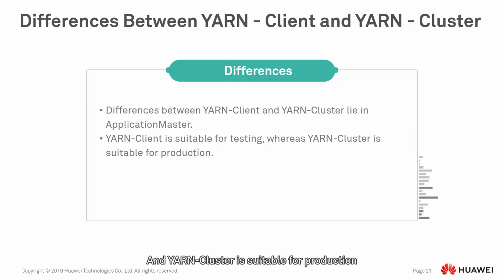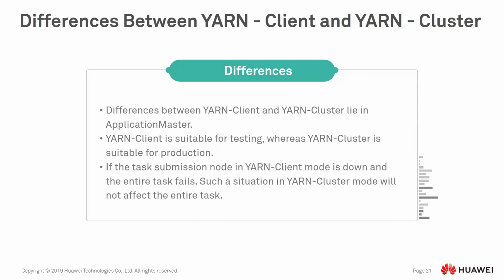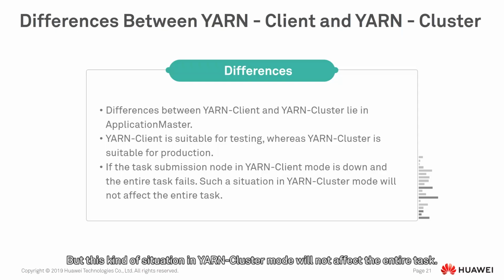And YARN cluster is suitable for production because the outputs of applications can be quickly generated, while YARN client is suitable for testing. Besides, if the task submission node in YARN client mode is down, then the entire task will fail. But this kind of situation in YARN cluster mode will not affect the entire task.